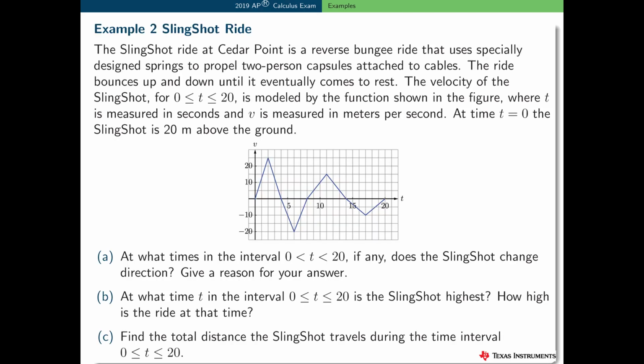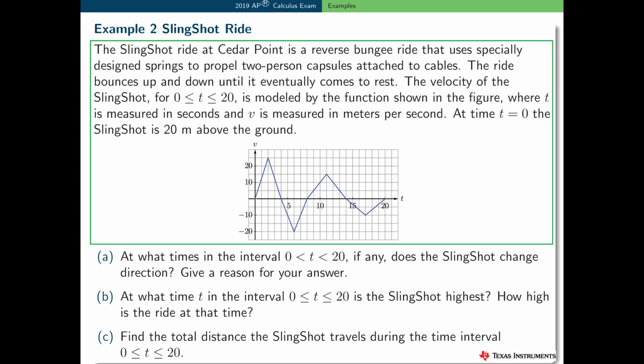Here are two examples that I'll leave for your consideration. The first one involves an extreme thrill ride at an amusement park. The slingshot ride at Cedar Point in Sandusky, Ohio is a reverse bungee ride. It uses specially designed springs to propel a two-person capsule attached to cables. The velocity of the ride is modeled by this piecewise linear function, and at time t equals 0, the slingshot starts at 20 meters above the ground.